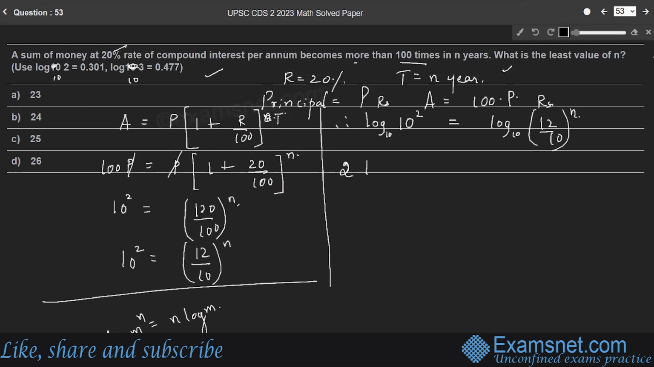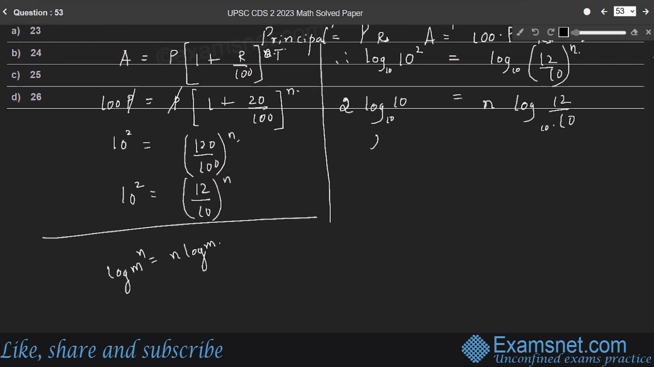So which is 2 log 10 to the base 10 is equal to, so the right hand side also has a power, therefore it is n into log 12 by 10 to the base 10, right? Since log 10 to the base 10 is 1, therefore we can write 2 into 1 is equal to n into, so log m by n is log m minus log n, right? So log 12 by 10 can be written as log 12 minus log 10 to the base 10, right?